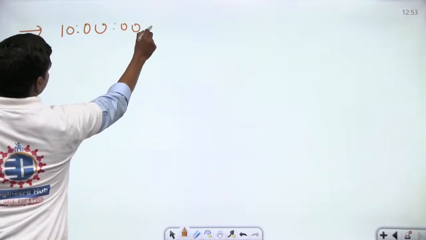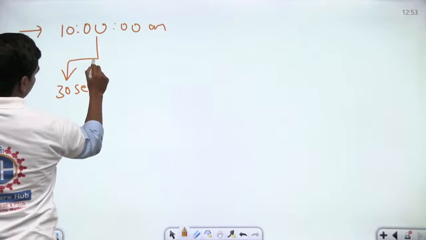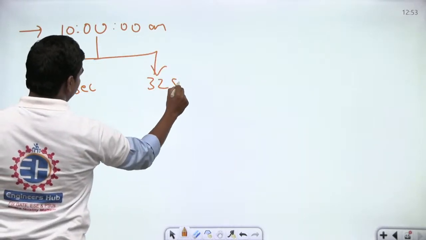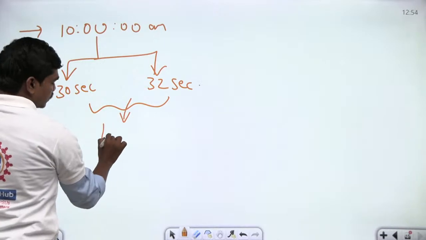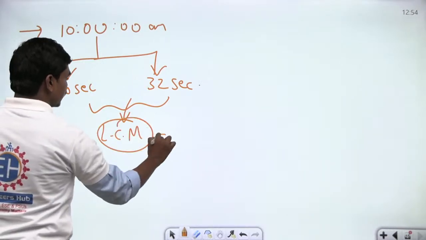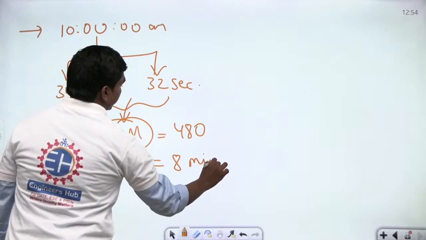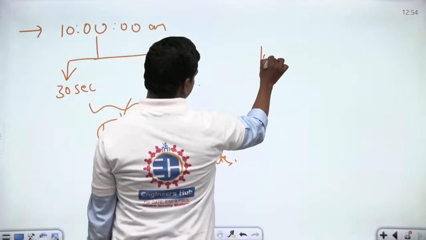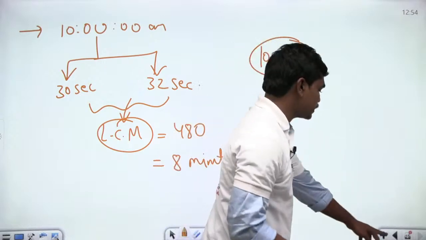Next, two clocks ticking at 10 a.m. initially, and clock 1 is taking 30 seconds for ticking again, and clock 2 is taking 32 seconds for ticking again. So then they are asking you for what's the maximum time again at which they tick together. So LCM we can take, LCM is 480. So 480 is nothing but 8 minutes. So again at 10:08 they tick together. Okay. So the answer for this is 10:08.